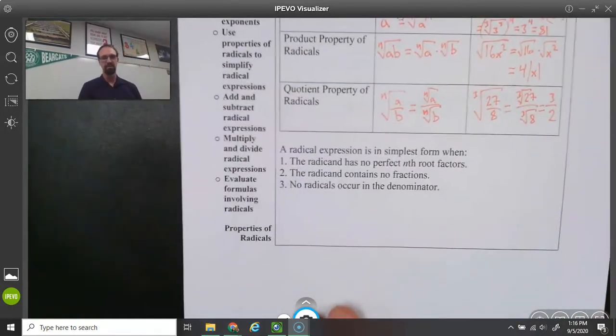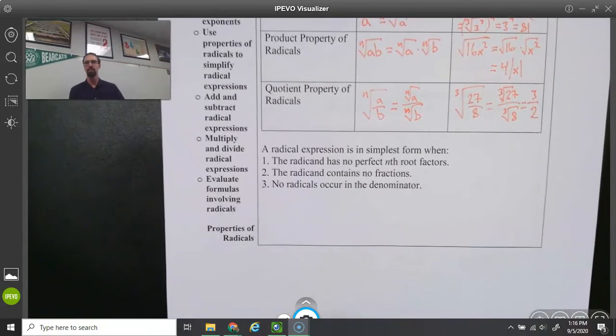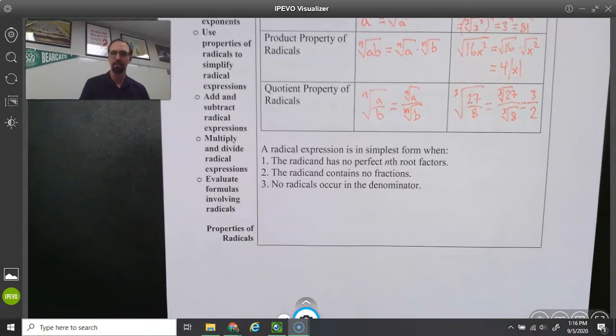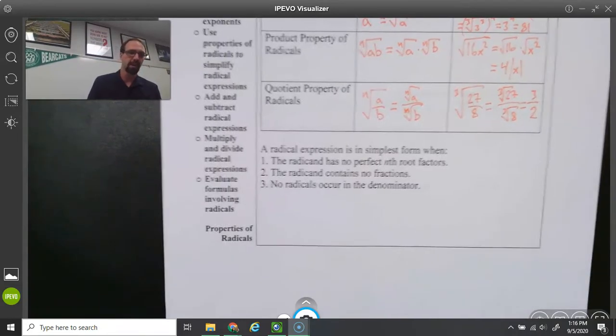And just to denote, a radical expression is in simplest form when the radicand has no perfect nth root factors, the radicand contains no fractions, and no radicals occur in the denominator. So those are the big three.